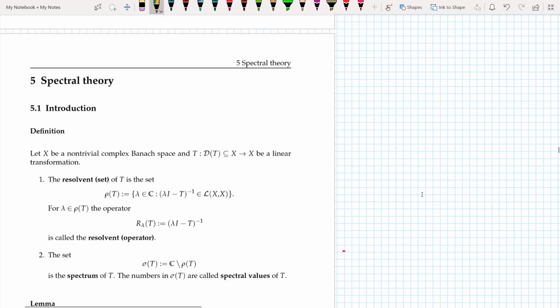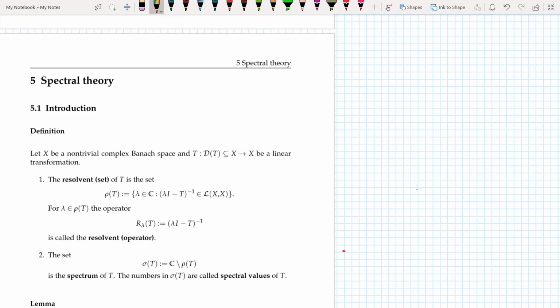Today we start with spectral theory, and this is the part where functional analysis meets complex analysis, and it's going to get very interesting in the time to come. Basically what we will be talking about is the concept of eigenvalues, spectral values, and the spectral set, and this is where we would use concepts from complex analysis and prove theorems and do further analysis on infinite dimensional spaces.